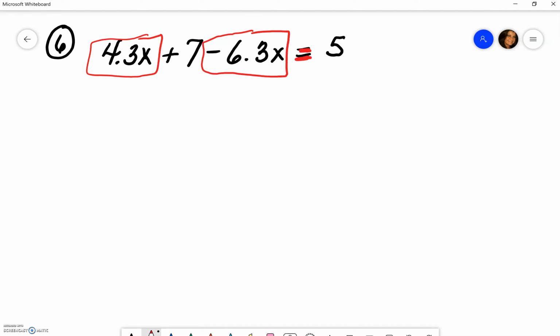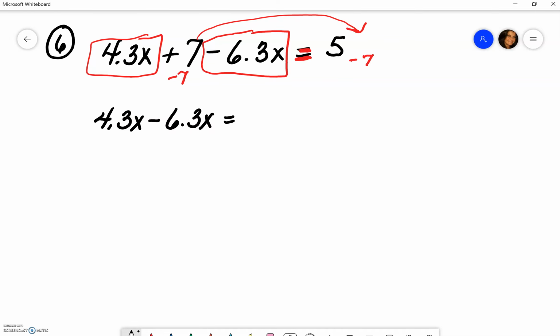Before I do that, just to make it easier, I'm going to move the 7 over there. So it would be -7 and -7 here. Let me rewrite it so you can see why I'm doing this. If I rewrite it, I'm going to end up with 4.3x minus 6.3x is equal to 5 minus 7. The reason I did this is because I want you to see that you're going to have to apply the rule where you change this to the plus, make that a negative. Same thing with this one. So you can see they're throwing in the integer rule to get you used to that.